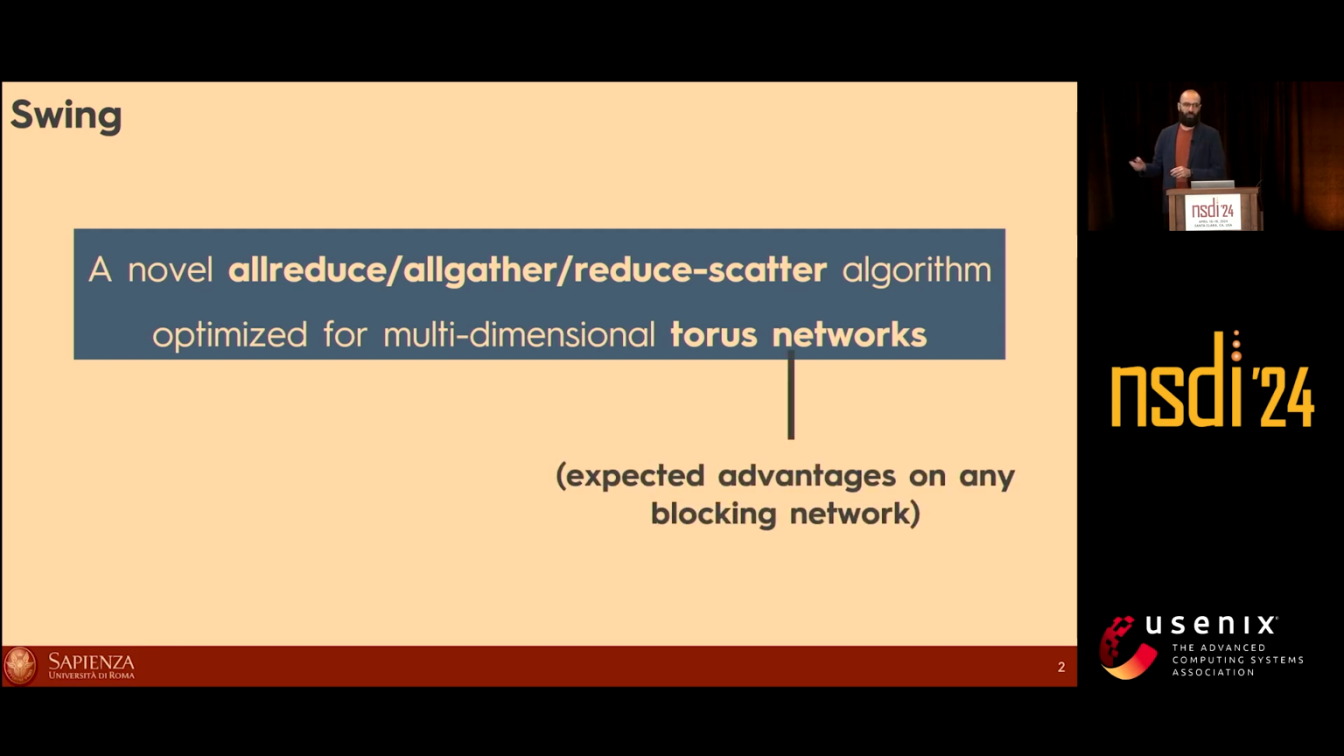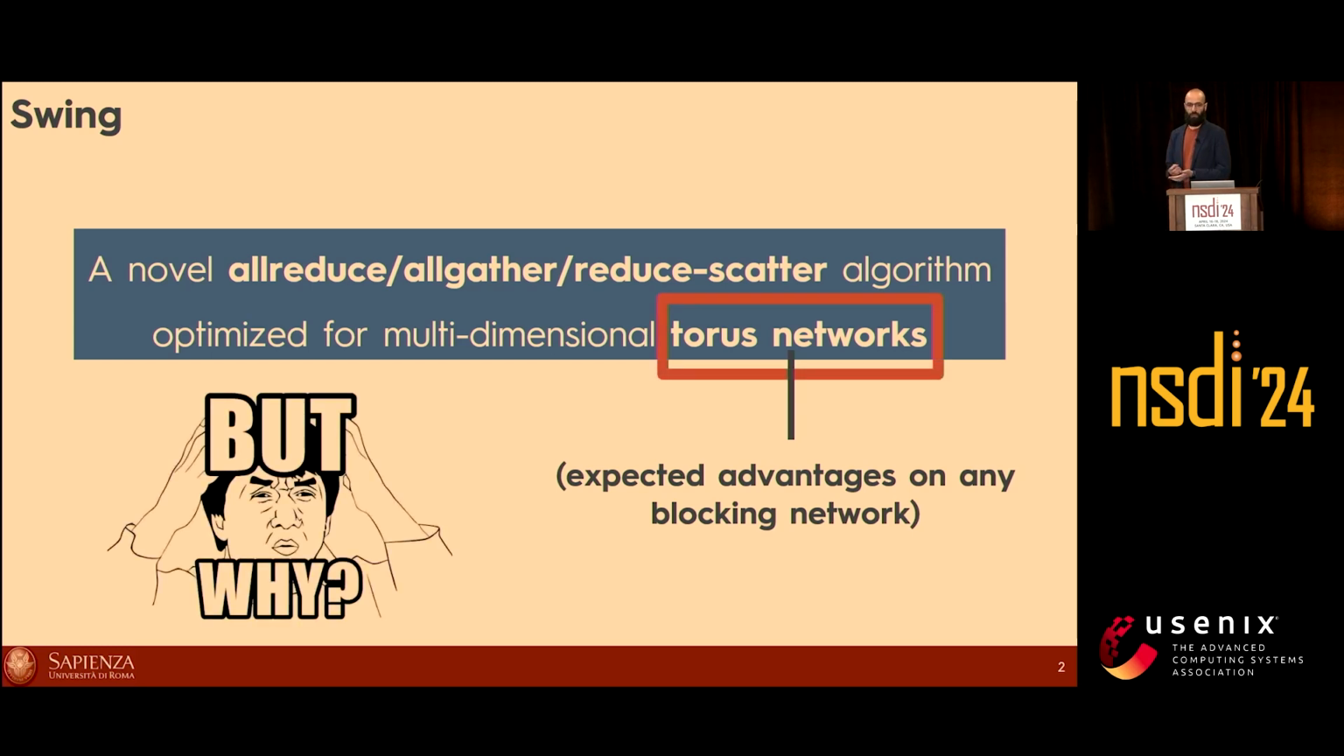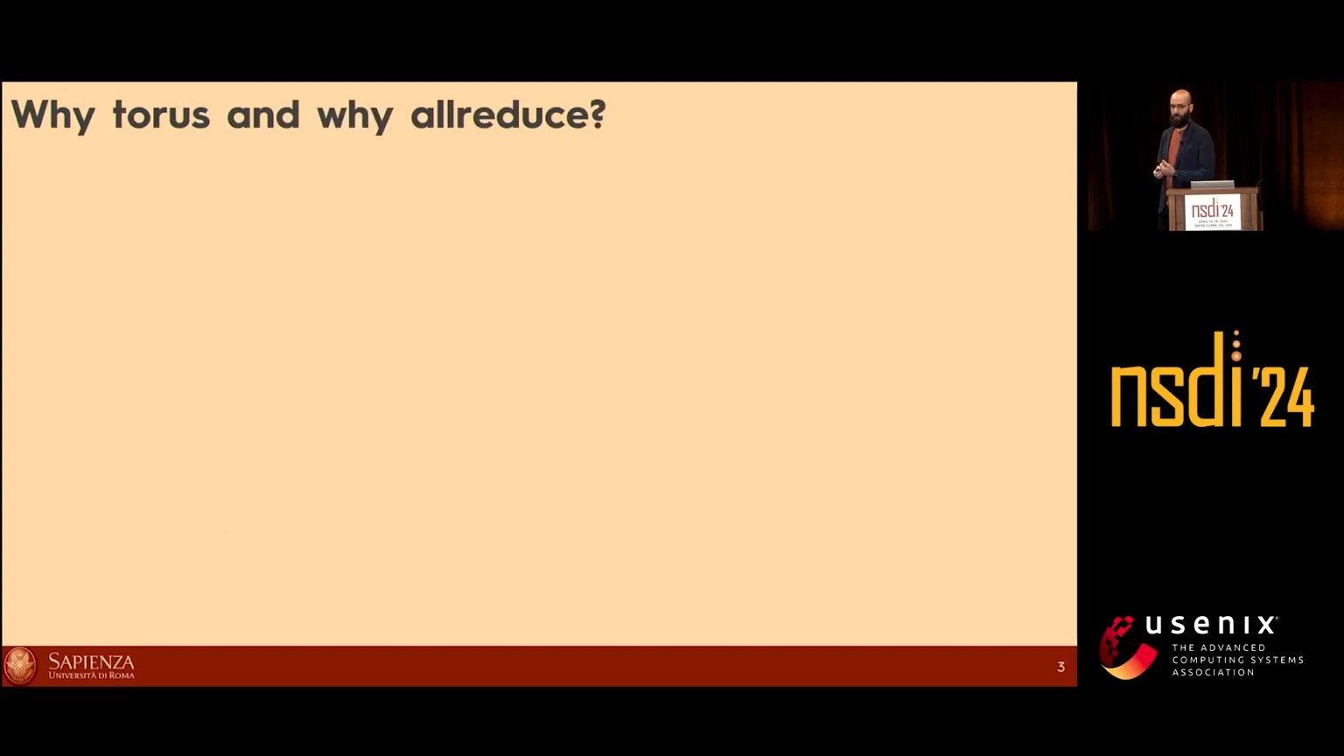And actually, even if in the paper we mostly focus on Torus, this algorithm we expect to provide advantages on any blocking network. So unless you have a non-blocking full bandwidth fat tree, we still expect this to provide some performance gain. But why Torus networks? And we have seen this a couple of times in the last 2 days. And the main reason is because of deep learning.